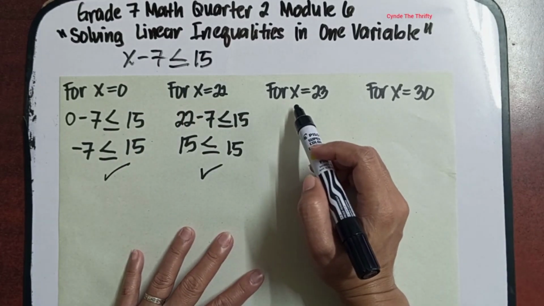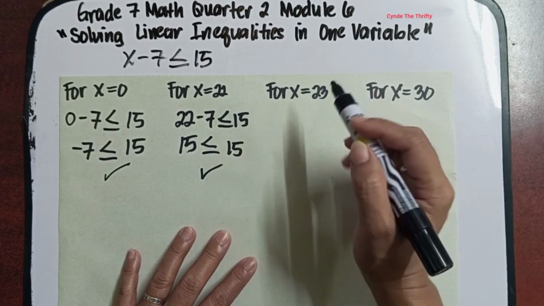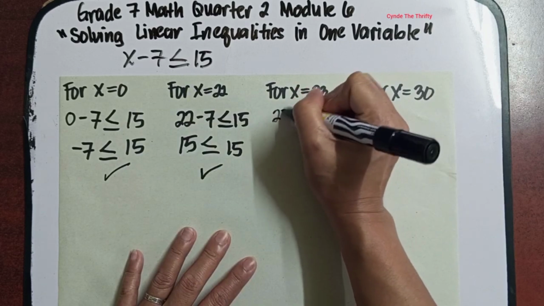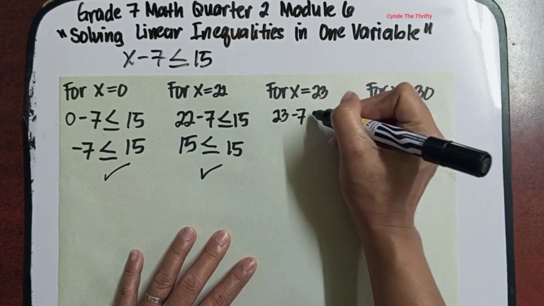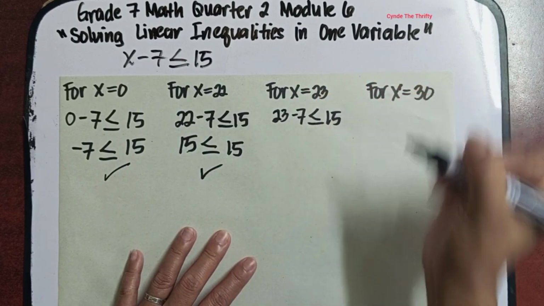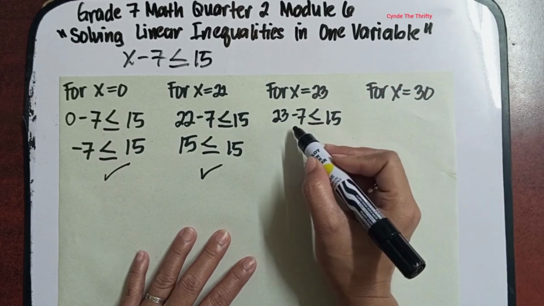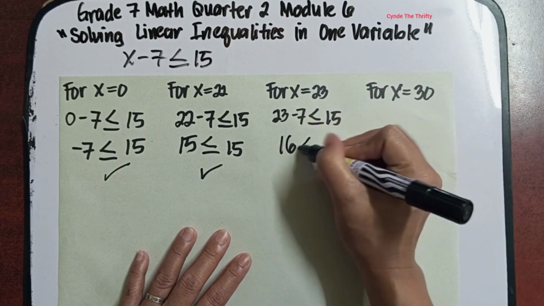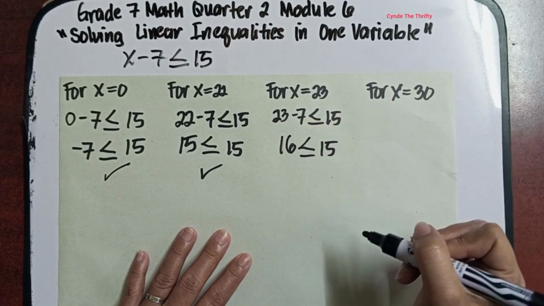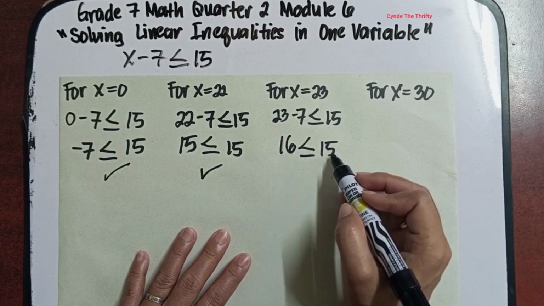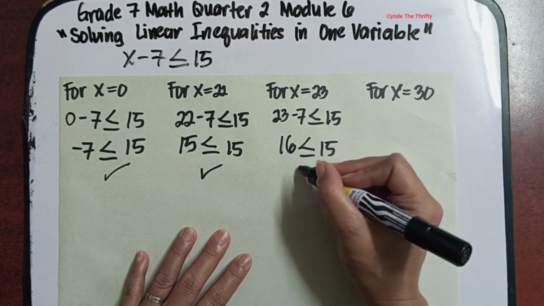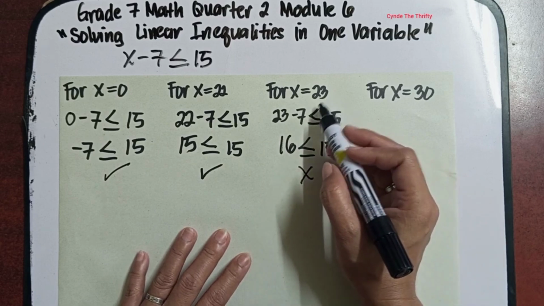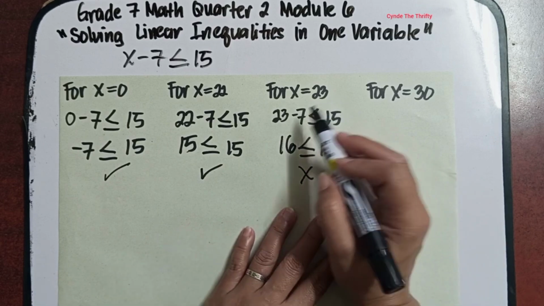Dito naman tayo for x is equal to 23. So kapag ang value naman ni x is 23, isolve natin. X, so si x is 23 minus 7 is less than or equal to 15. So 23 minus 7 is equal to 16. Is less than or equal to 15. 16 ba is mas maliit kay 15 or equal to 15? Hindi. Kasi mas malaki si 16. So ibig sabihin, 23 is not a solution. So hindi parte ng solution si 23.